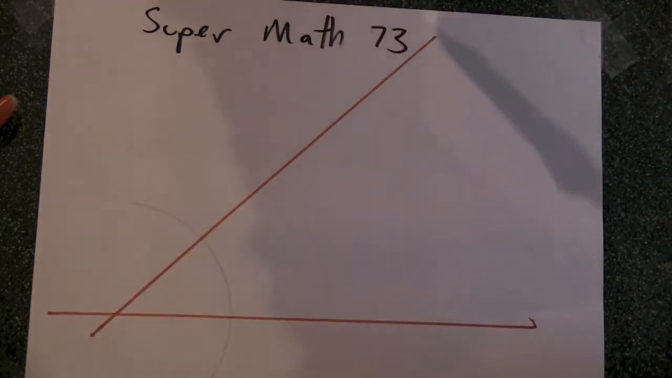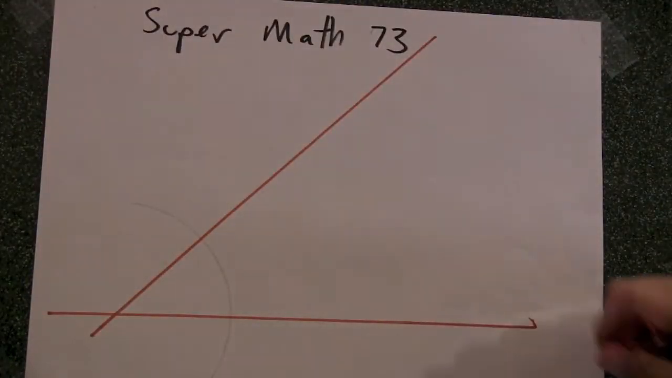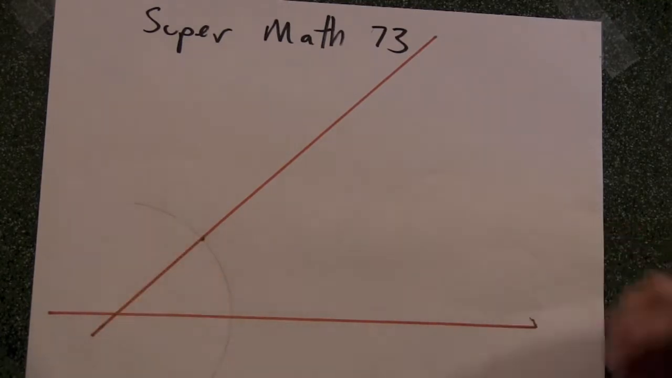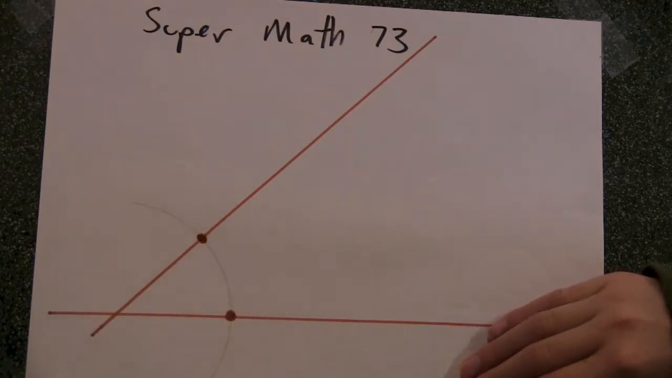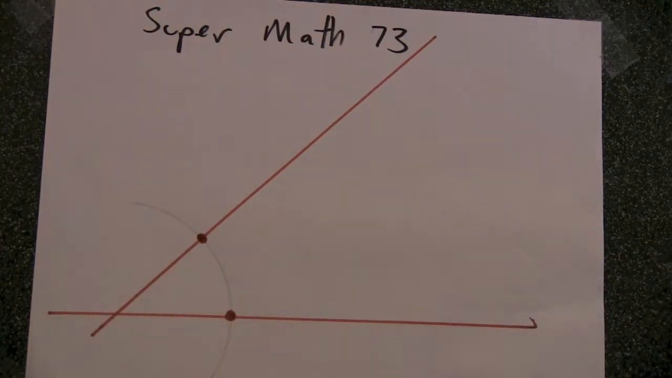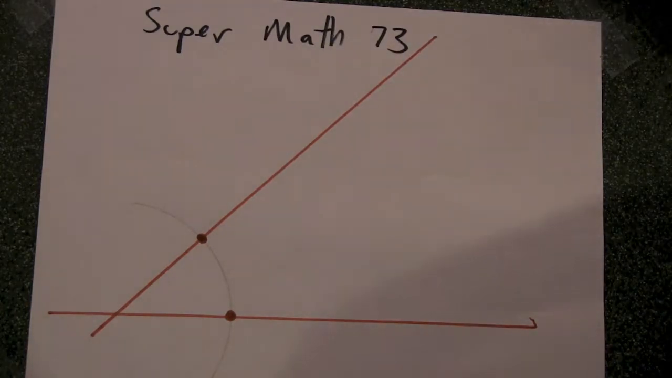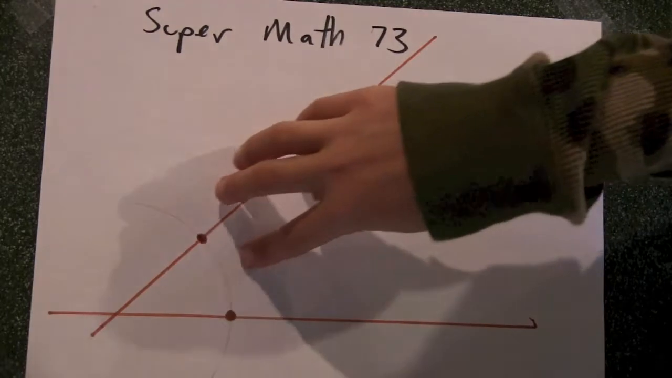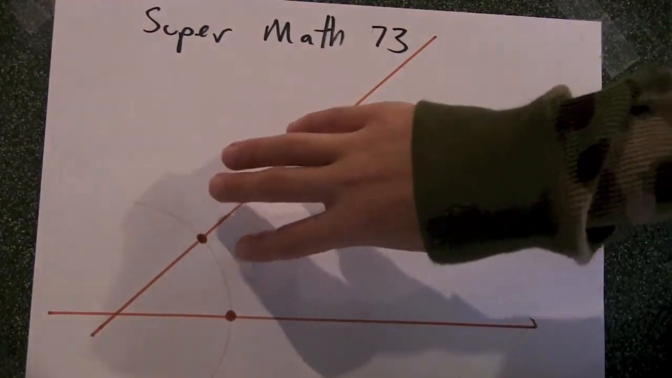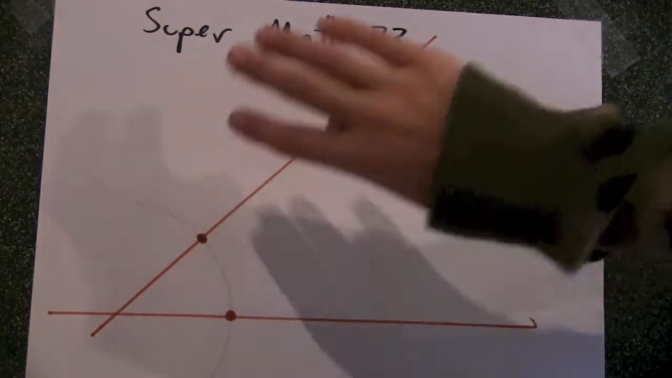So this will give us 2 points. Well, maybe I should do it a little bigger. That's okay. That's fine. So these 2 points. As long as you mark it, it'll be easy to see. Okay, so we have those 2 points. So what do we know about those 2 points? They're the same distance away from the angle bisector. And they're on this circle.